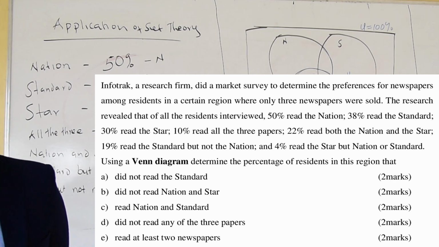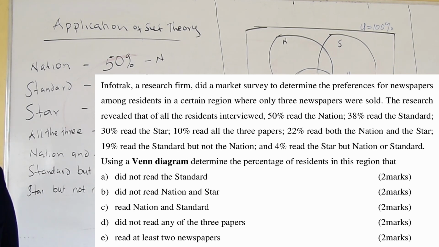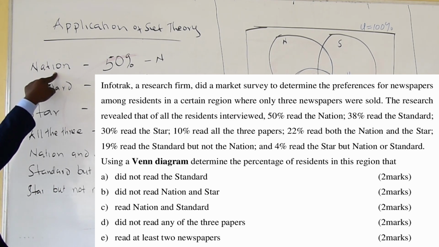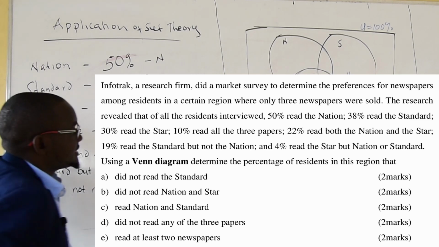InfoTrack Search Firm did a market survey to determine the preference for newspapers among residents in a certain region where only 3 newspapers were sold. The research revealed that of all the residents interviewed, 50% read Nation, 38% read Standard, and 30% read Star.